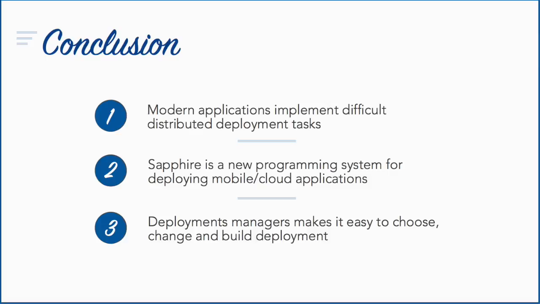So in conclusion, 3 takeaways from this. First, in modern applications, the implementation is difficult for distributed deployment tasks. And again, that was due to things like the decisions that had to be made, the evolution of devices, and the fact that these need to work across smartphones, tablets, cloud services, and also be connected by different types of networks.